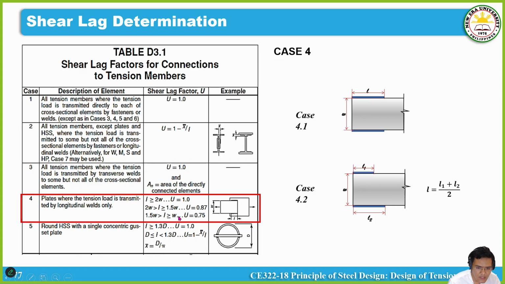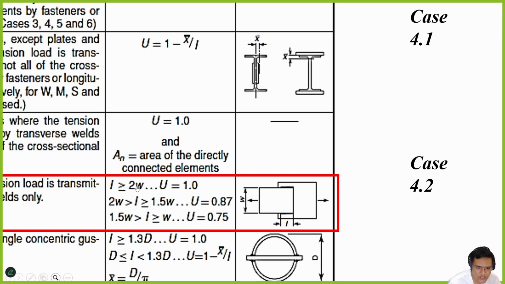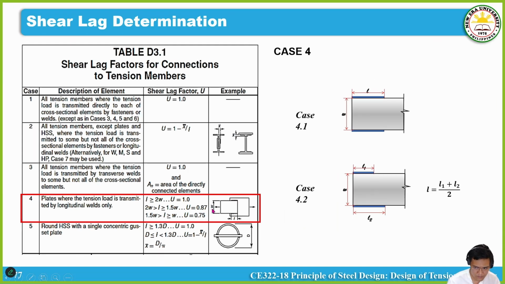If you would fall into this equation, meaning yung shear lag factor mo is 1.0. If nandito ka sa range na to, ito yung shear lag factor mo, and on this range naman is 0.75. So you need to check at which range ka nagpo-fall para ma-define mo yung shear lag factor. I think hindi ko na i-discuss kasi self-explanatory to.